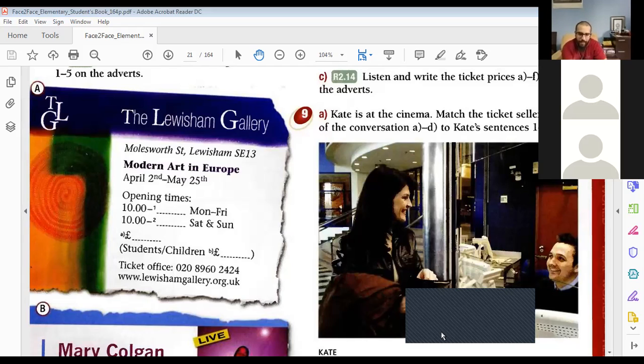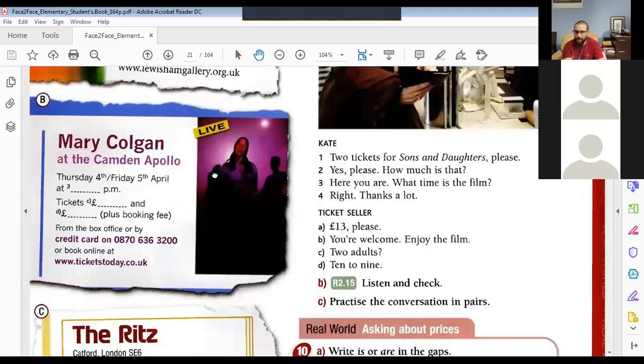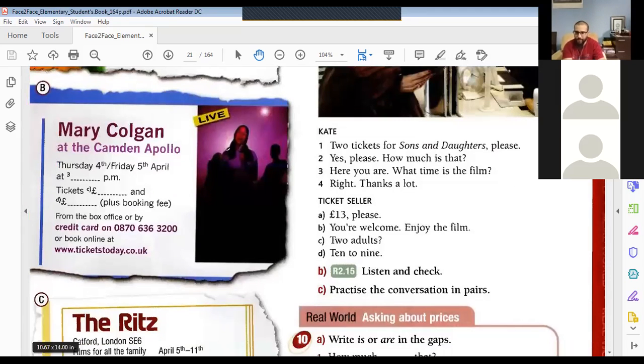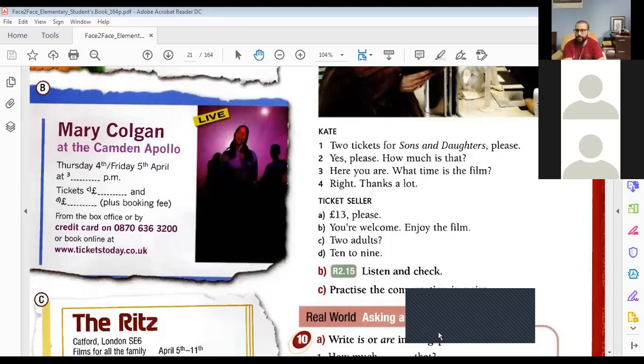Okay, so the prices one last time and the time. So the opening time is from 10. The price is £7 and £5. £7 and £5. Okay. £5. Yeah, for children and students £5. For adults it's £7. Okay, nice. Okay, let's check the concert. Let's see.